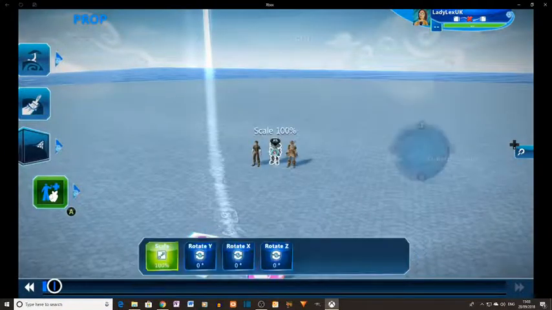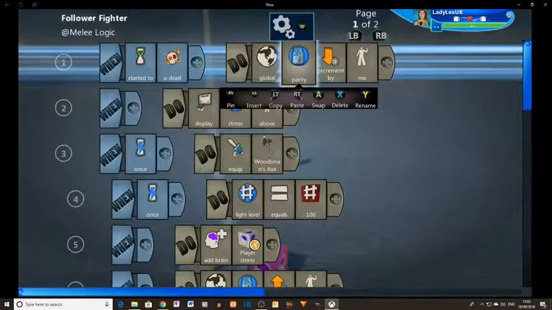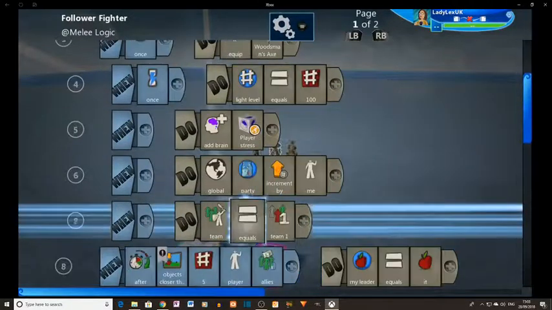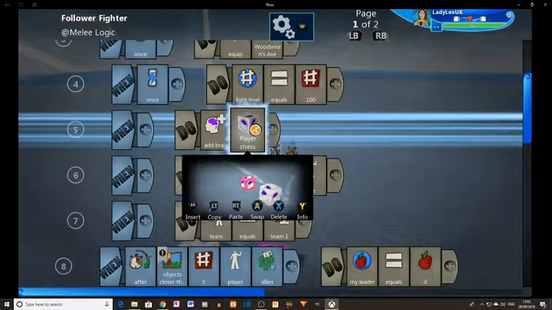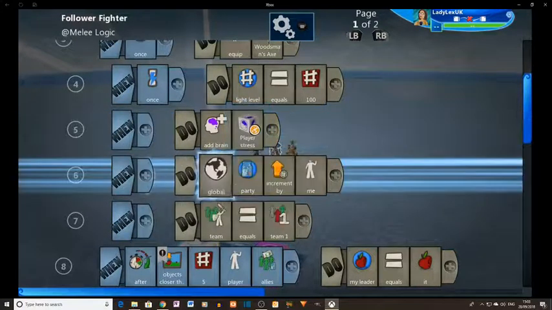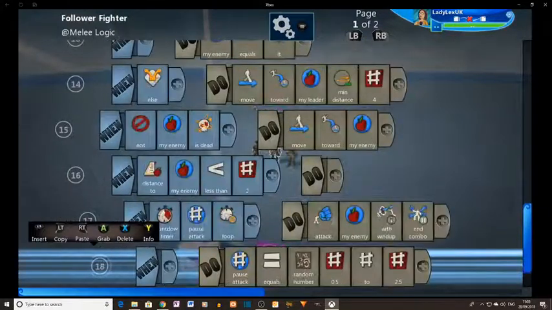In these players' brains, what I've got is when started to be is dead, we're going to remove them from the global party. And there we go, I've added the player stress brain to this character. And that's it, otherwise it's just a normal follower brain.